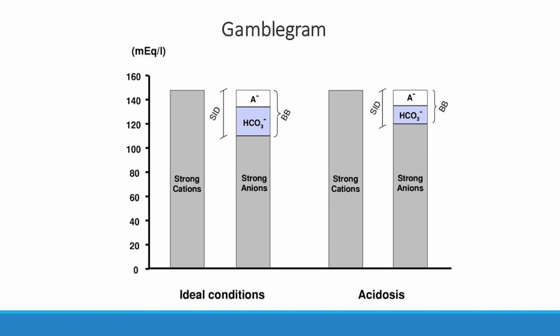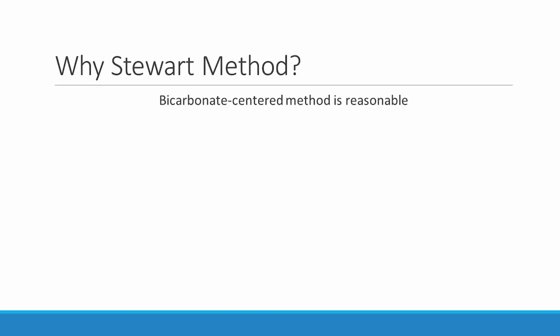All right, if you look at it from the Gamblegram standpoint, as the strong anions start getting higher and higher, the body has to somehow get rid of something in order to stay neutral. And so what it gets rid of is the bicarb, because it's a dependent variable. So you can see that bicarb gets less and less as the strong ion concentration goes higher and higher. And you end up with a non-anion gap metabolic acidosis.